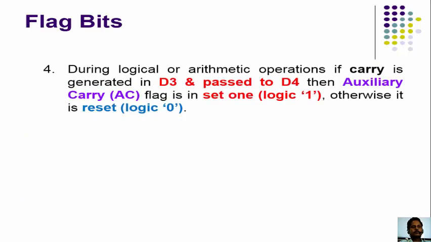Then about the auxiliary carry. During a logical or arithmetic operation, if a carry is generated from the lower nibble to the upper nibble, that is from D3 location to D4 location, at that time the auxiliary carry flag bit is set to 1. That is, if the carry is moving from the lower 4 bits to the upper 4 bits of the result, at that time it is set, otherwise it is reset.